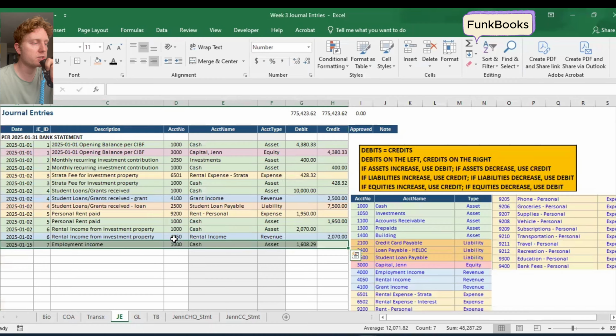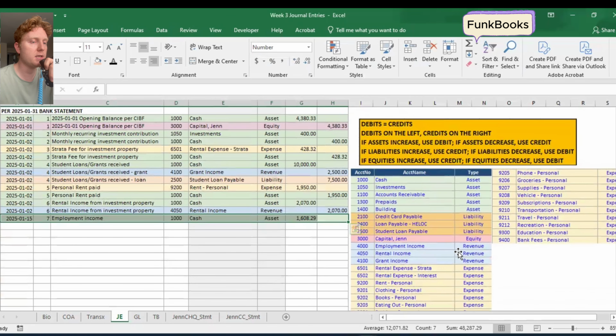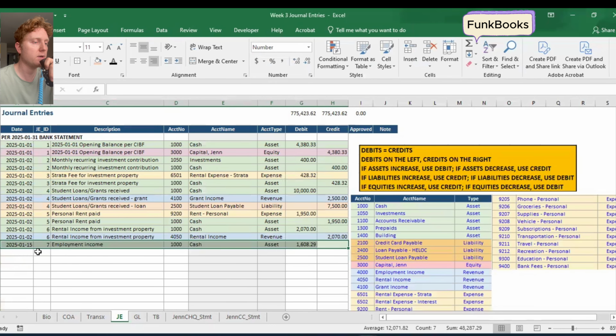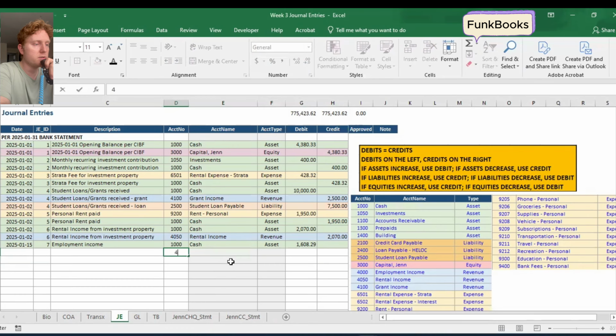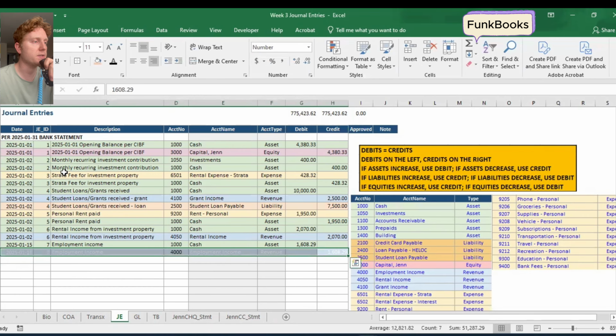So cash is going up, and also we have an account called employment income. So that is our revenue account that I'm going to type in here, 4,000. Right, this is saying that we received money. This is Jen's after-tax amount for her payroll. We don't have to pay it back, so it will increase equity, but we do so using the revenue account. There it is there. So that is good.